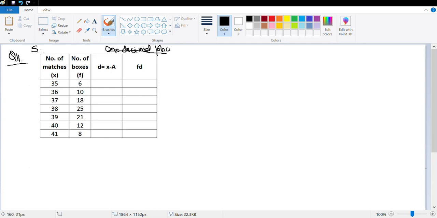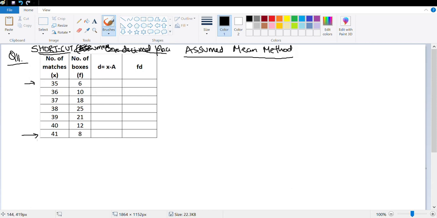That's why we use another method which is called the shortcut method, also known as the assumed mean method. So let me write it here, assumed mean method. Let's use this method and see how it works. In this case, to remove such big numbers of multiplication, we assume a mean. Now, which one should you assume as the mean? Some people prefer to assume the lowest one. Some people prefer to assume the maximum. I always prefer to assume the middle number.